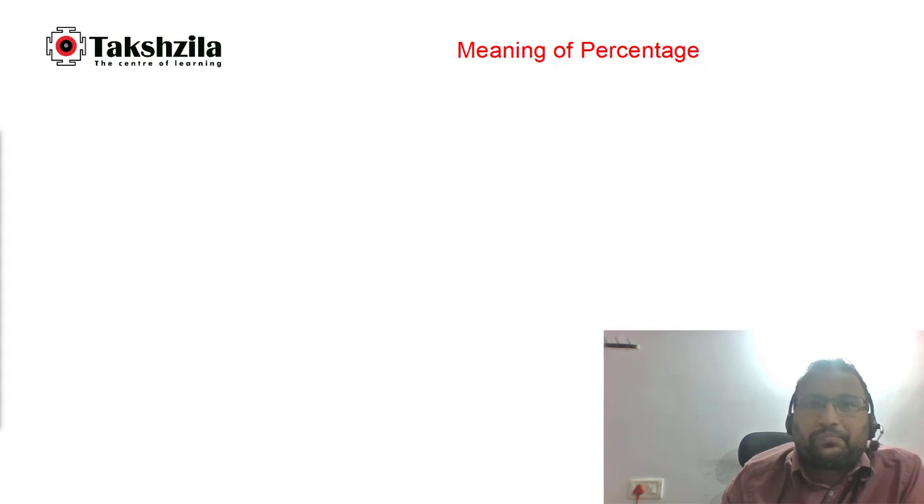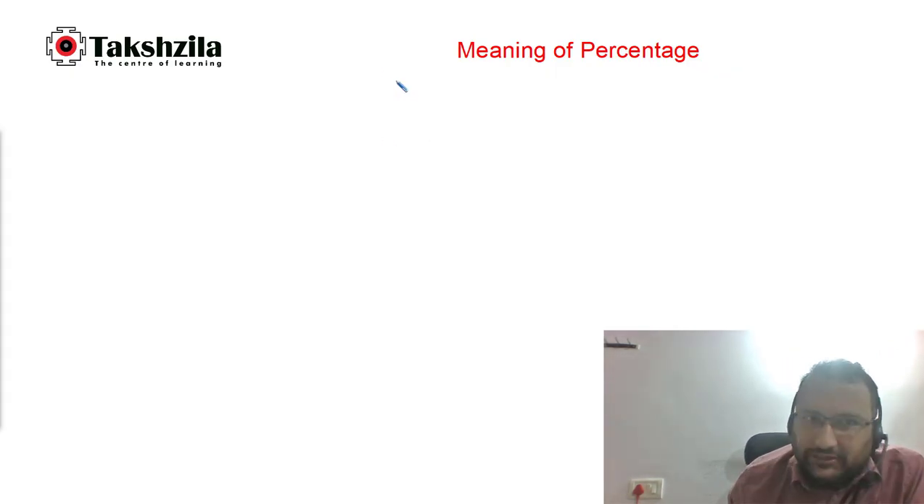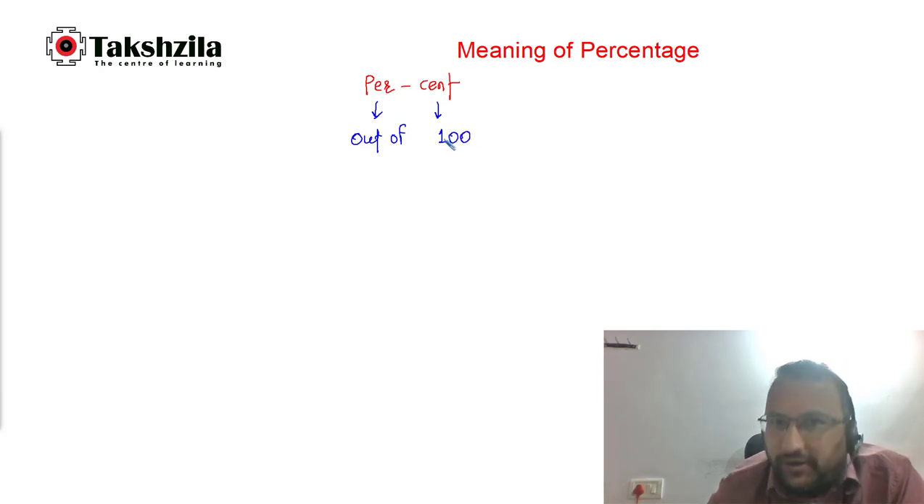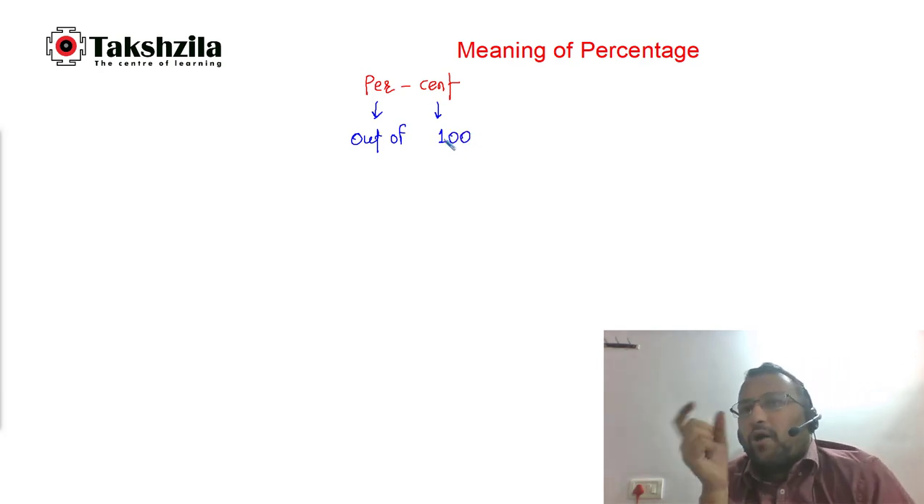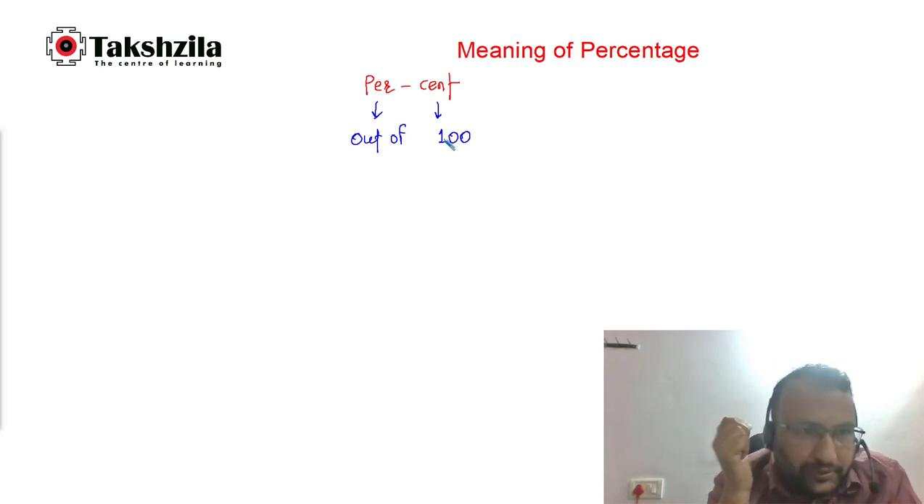So let's start. First of all, let's understand the meaning of percentages. So percent, what does it mean? Per means out of and cent means 100. So percent means out of 100. Now how to calculate percentages, let's understand with the help of two examples.